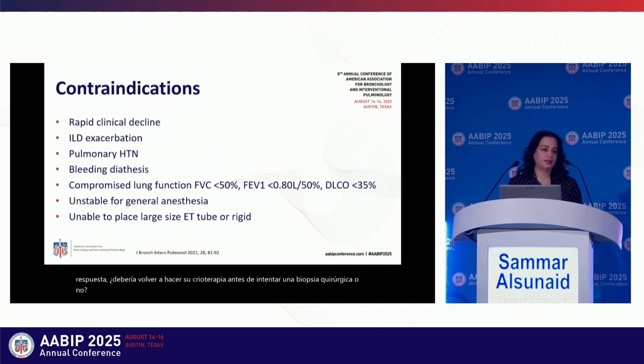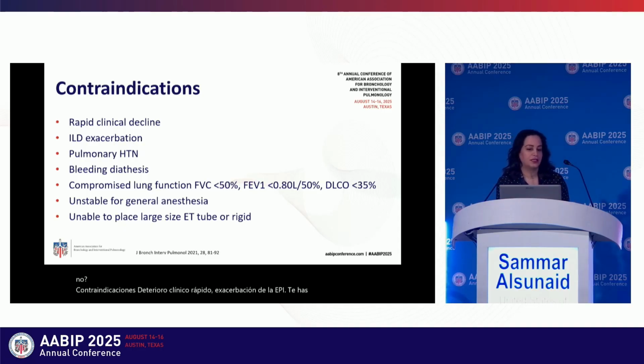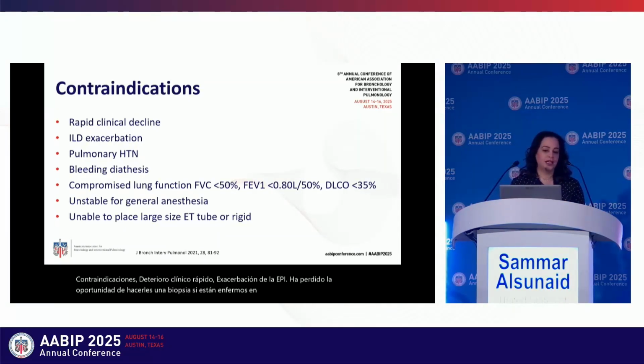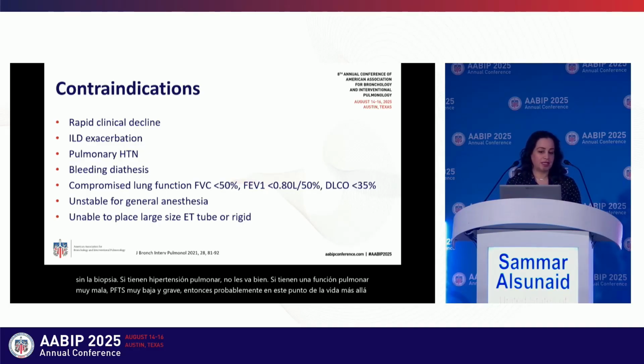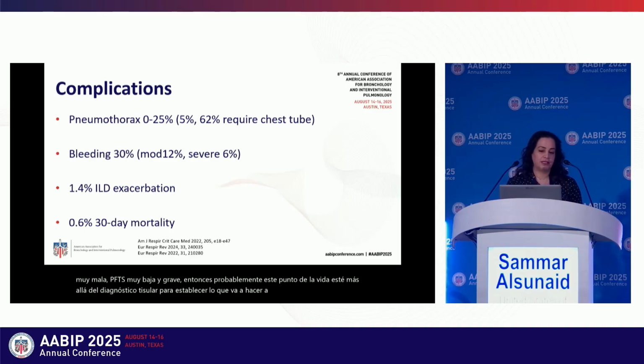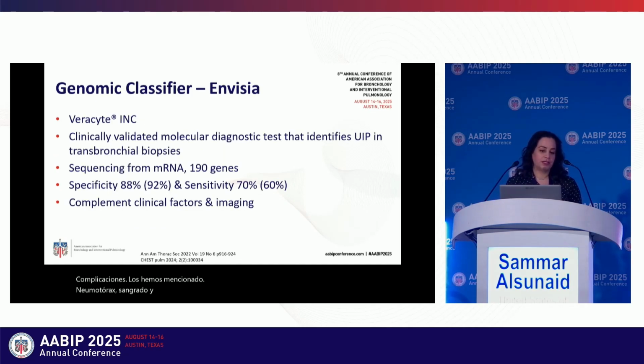Contraindications: rapid clinical decline, ILD exacerbation. You've missed the chance to biopsy them if they're in the hospital sick. You've got to figure it out without the biopsy. If they have pulmonary hypertension, they don't do well. If they have very bad lung function, very low, severe PFTs, then probably at this point in life they're beyond the tissue diagnosis to establish what you're going to do next. And then if they're unstable for anesthesia and can't have a large ET tube. Complications, we've mentioned them: pneumothorax, bleeding, and then there is a 0.6% 32-day mortality risk.